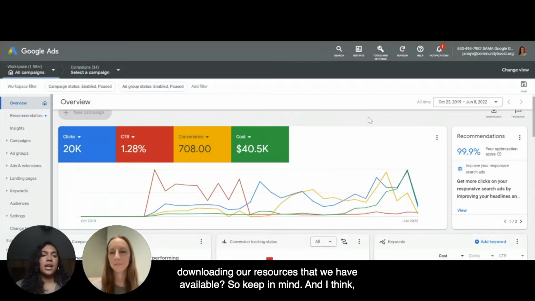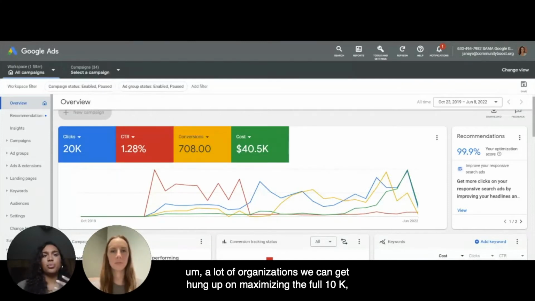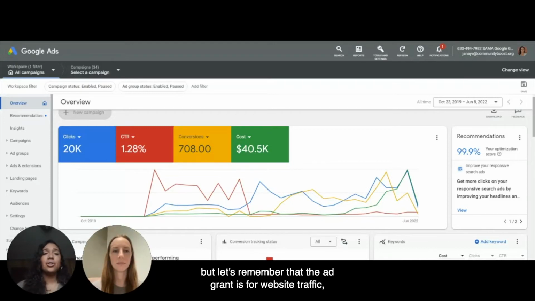So keep in mind, and I think a lot of organizations can get hung up on maximizing the full 10K, but let's remember that the ad grant is for website traffic, and that is its sole purpose.